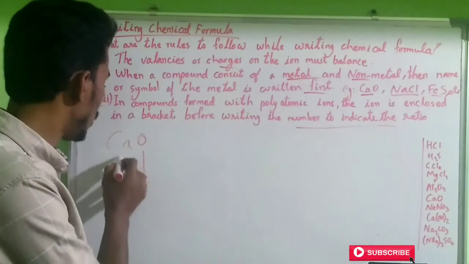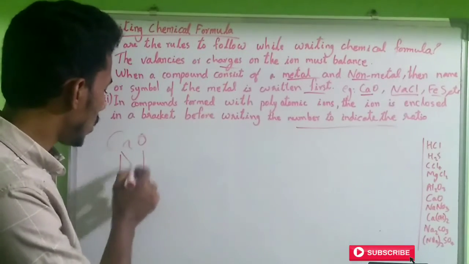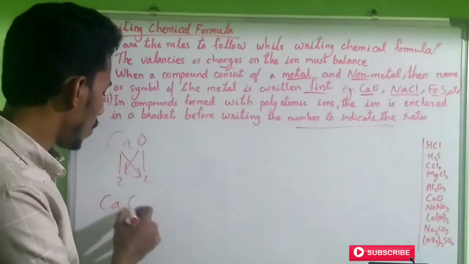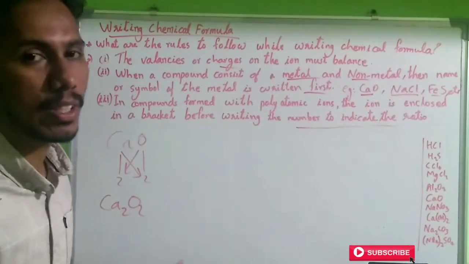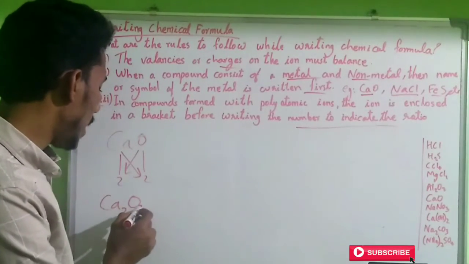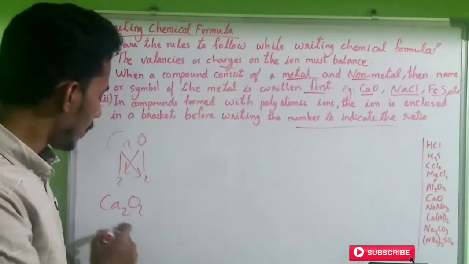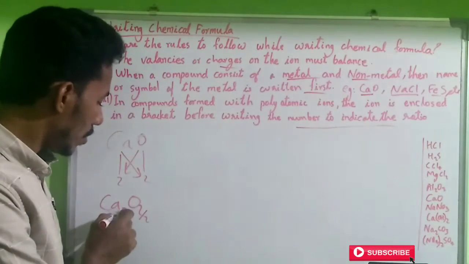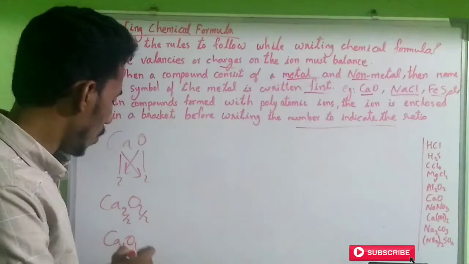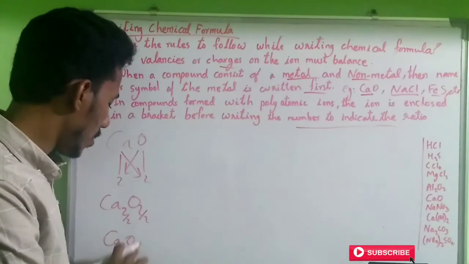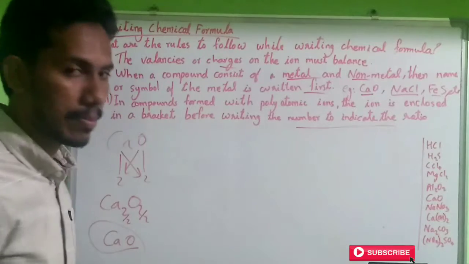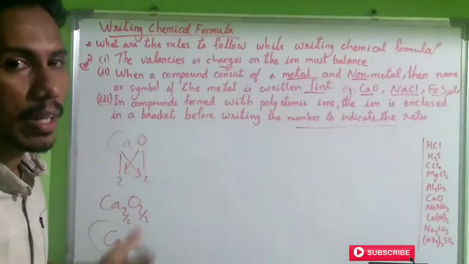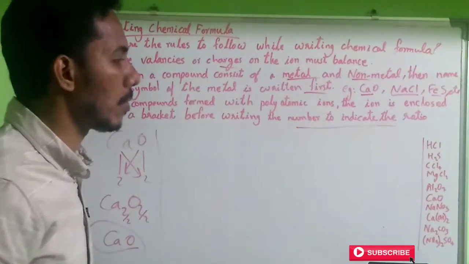Oxygen valency 2. So interchange this and we get Ca2O2. Ca2O2 is a correct answer, but we can cancel these two because it is common. So 2 by 2, 2 by 2. Divide by 2, we get 1 and 1, and we don't need to write it. So CaO is the answer. You can take the ratio of these two numbers. If it is common, then you can avoid it.